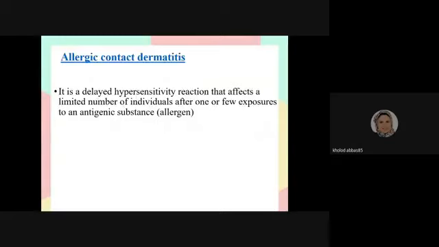Allergic contact dermatitis. We have finished the examples of acute irritant dermatitis: cement, housewife dermatitis, napkin dermatitis, and lip-licking dermatitis. All of these were irritant contact dermatitis. Allergic contact dermatitis is a delayed hypersensitivity reaction that affects a limited number of individuals after one or a few exposures to an antigenic substance, which is the allergen.